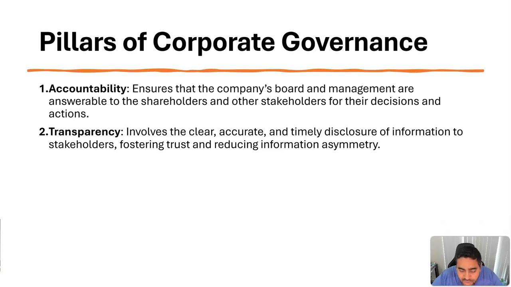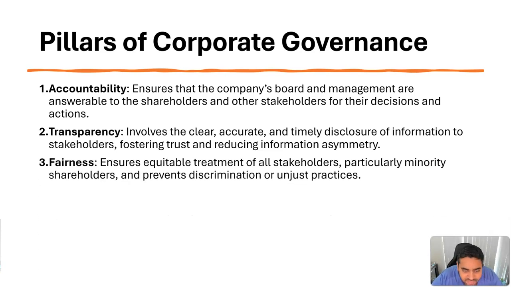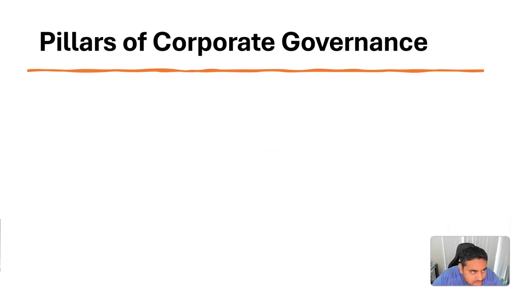And not only the information about what decisions you are taking, but also the information related to your financial position, right? Your balance sheet needs to be published openly in public. People can read it and they can understand what is going on. Then fairness. It's very important to have equitable treatment of the stakeholders. It is not like you discriminate or follow unjust practices against minority people, right? We do not do that.